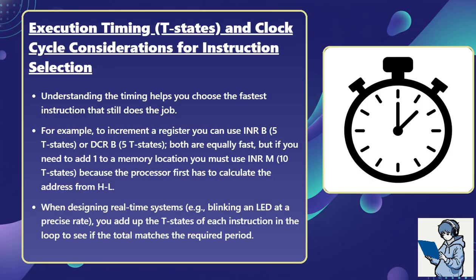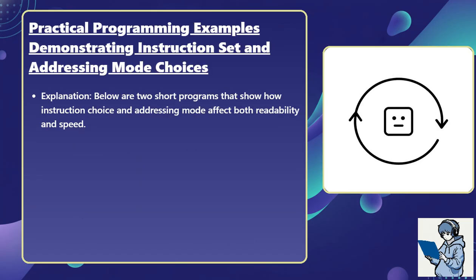When designing real-time systems, for example blinking an LED at a precise rate, you add up the T-states of each instruction in the loop to see if the total matches the required period. Explanation. Below are 2 short programs that show how instruction choice and addressing mode affect both readability and speed.